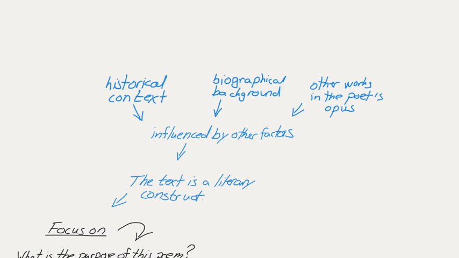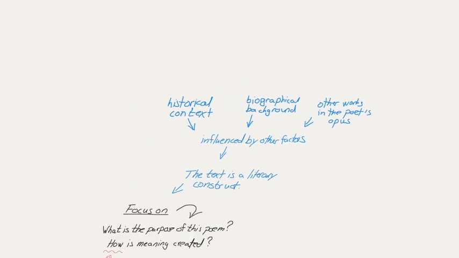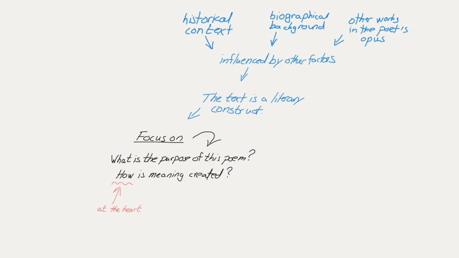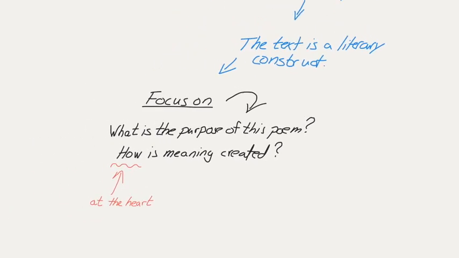Or there might be clear influences from other works in the poet's opus. And you should try to include some of that to contextualize either this extract within the poem, if it's a longer poem, or contextualize this poem within the opus of the poet, so that you can show that you understand the entire work as it's meant to be. So that is the focus. What is the purpose of the poem, and how is meaning created?